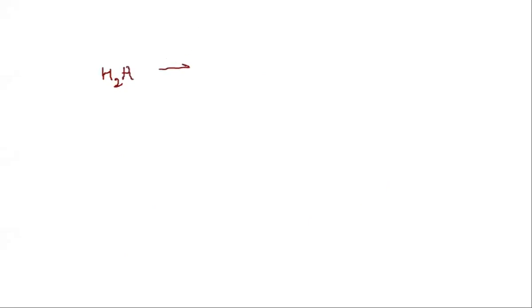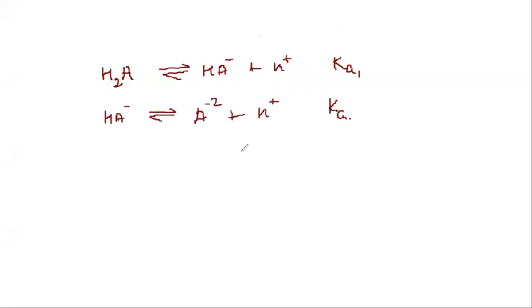It will dissociate to give me HA minus plus H plus, correct? So this is the dissociation constant of the first acid, and I will write it as Ka1, right? Then HA minus will further dissociate to give me A minus 2 plus H plus. And this is the second dissociation constant.